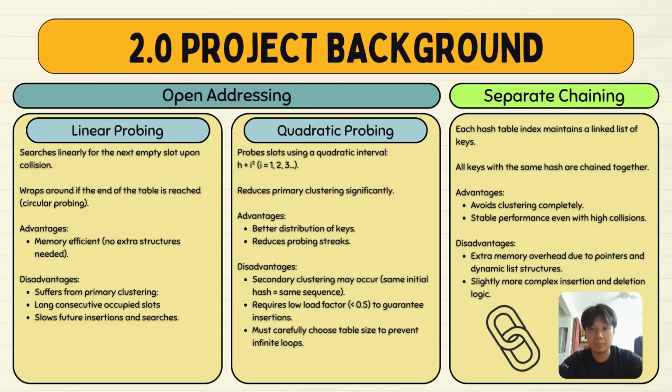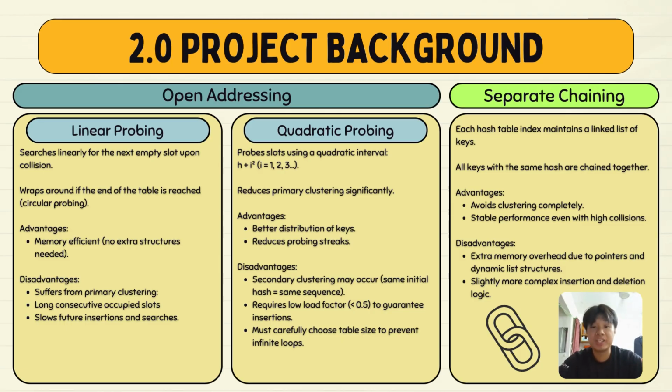Quadratic probing refines this approach by using a quadratic function, typically probing at intervals of i squared for the ith attempt. For example, if the initial index is h, it checks h plus 1 squared, h plus 2 squared, h plus 3 squared, and so on. This reduces primary clustering, but may introduce secondary clustering, where keys with the same initial hash follow the same probe sequence. It's a balance between efficiency and spread, and unlike linear probing, it requires careful handling to avoid infinite loops, often demanding a load factor below 0.5 to guarantee insertions.